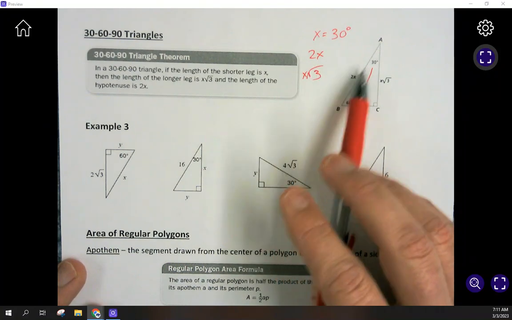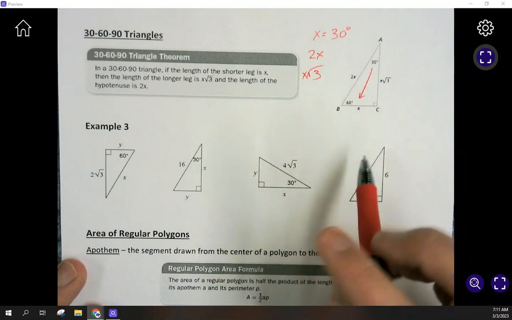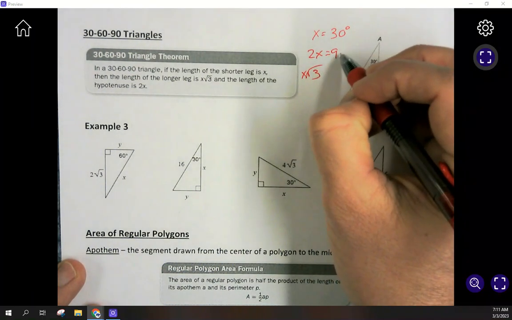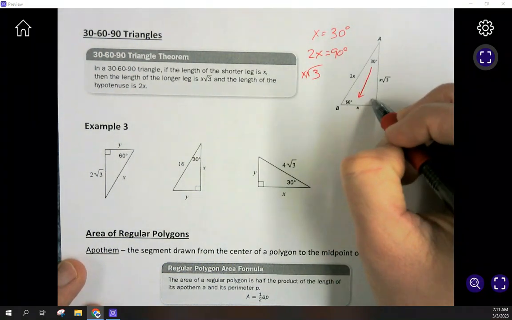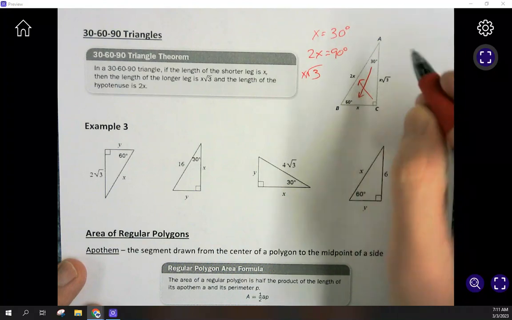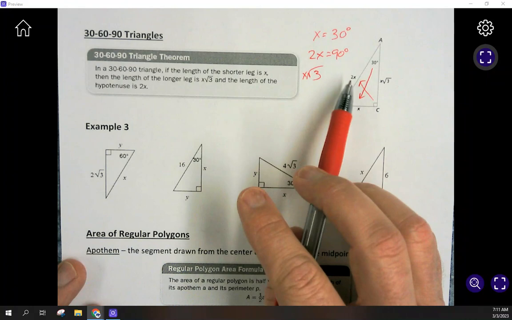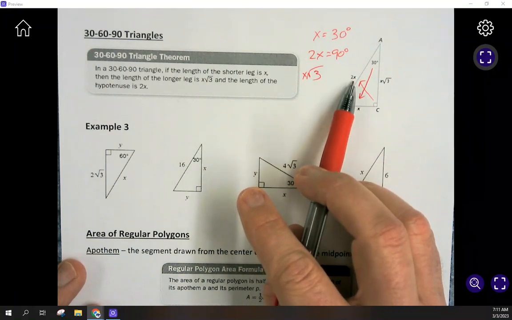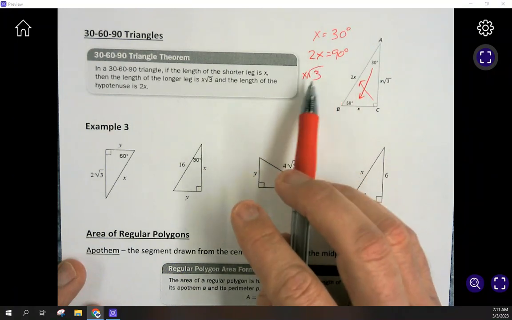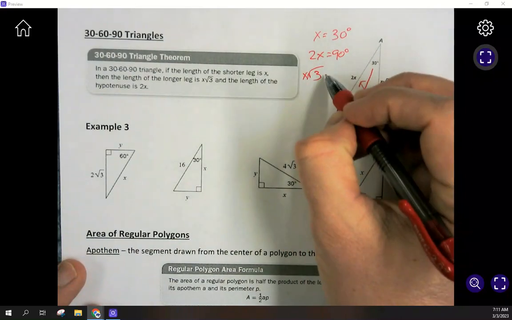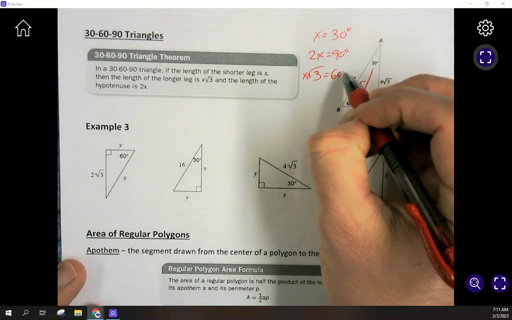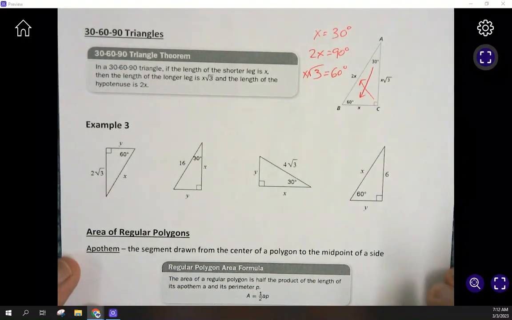And so the biggest side of a right triangle is always across from the 90. So my 2x is across from the 90. So the smallest side, represented by x, is across from the 30. The biggest side, across from the 90, is 2x. And then that leaves us our odd side, which is across from the 60.